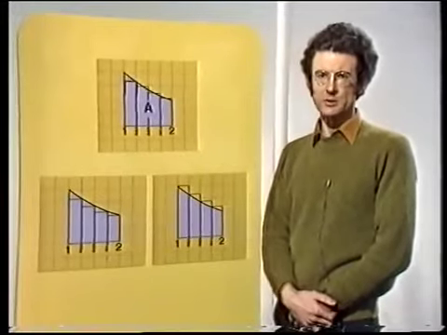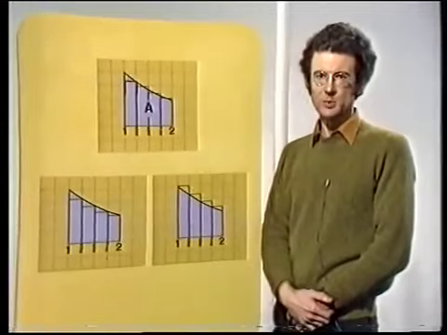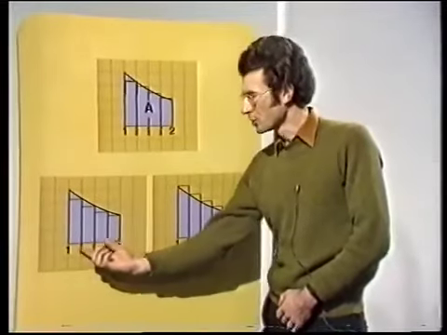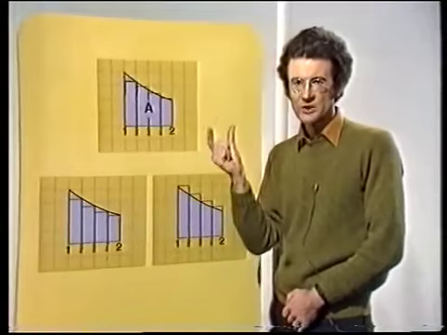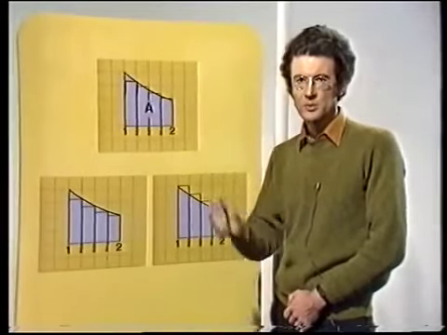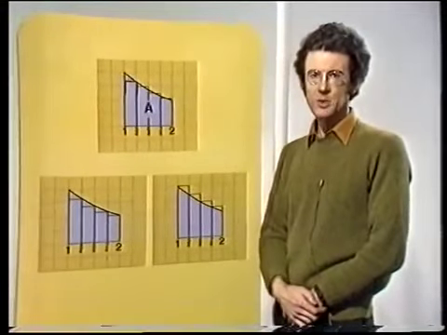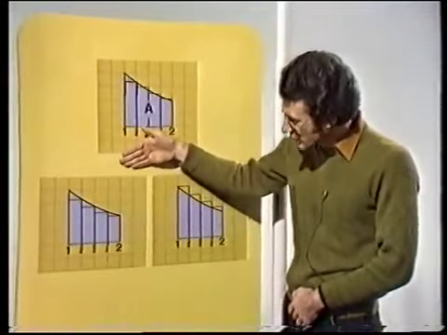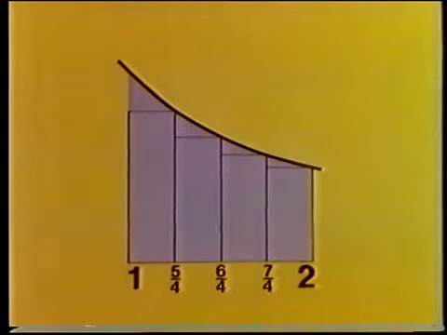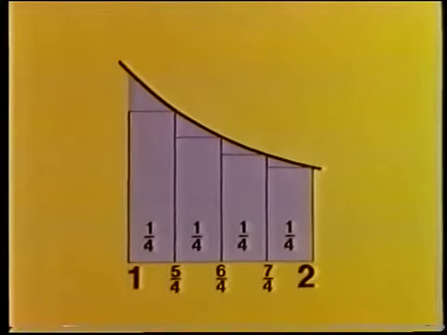Actually, with only 4 rectangles, it won't be pinched very tightly, but we'll see in a minute that by taking more and more rectangles here, we can get estimates which pinch A tighter and tighter. But first of all, let's find numerical values for our 2 estimates, and we'll start with the underestimate. The width of each rectangle is a quarter, and we can calculate their heights using the formula for the graph.